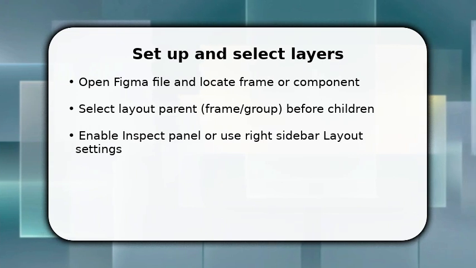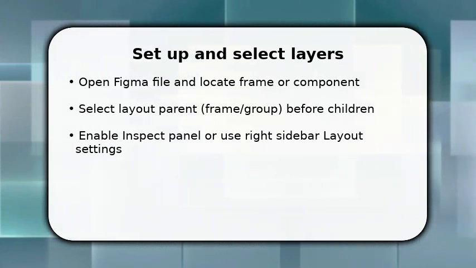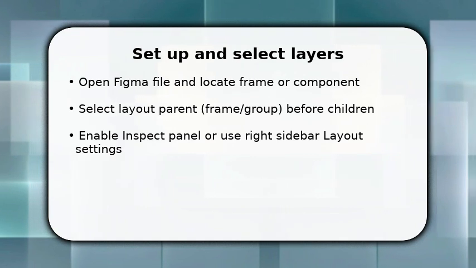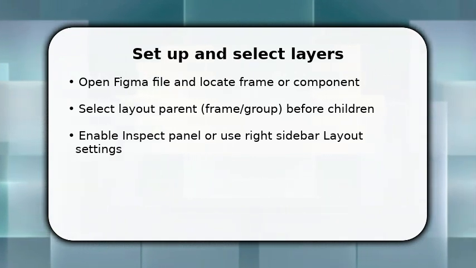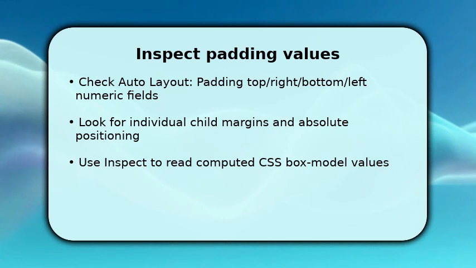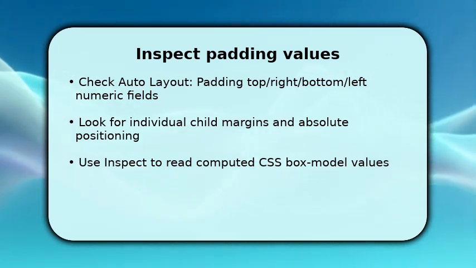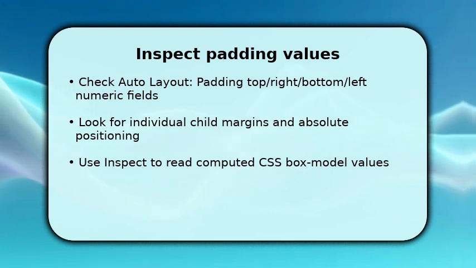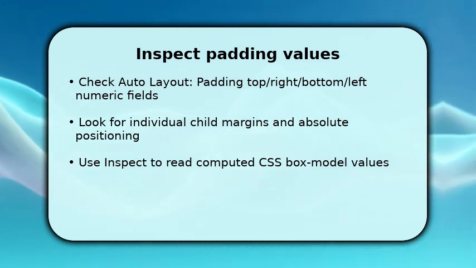After that, glance at the Inspect panel to read computed spacing values and identify whether padding comes from auto layout or manual constraint. Now dive into the middle steps to read and compare values. If the parent is auto layout, you will see padding top, right, bottom, left as editable numbers. Change one to test effects.